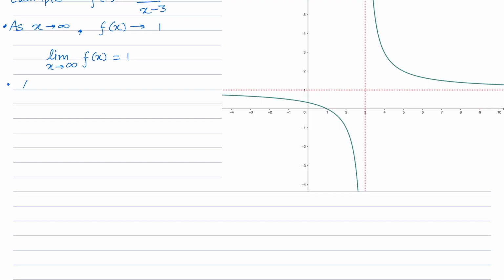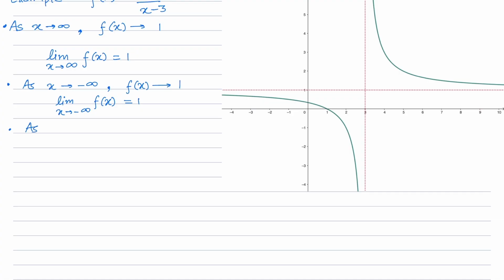Same way, let's say we ask if x is approaching to negative infinity, where will our f(x) go? So when x is going to negative infinity, our f(x) is moving here, going close to 1, approaching 1. So you can say limit x approaching to negative infinity, f(x) is 1.